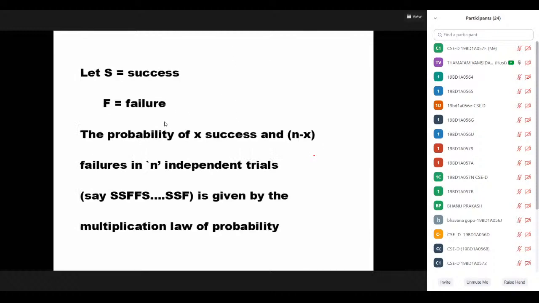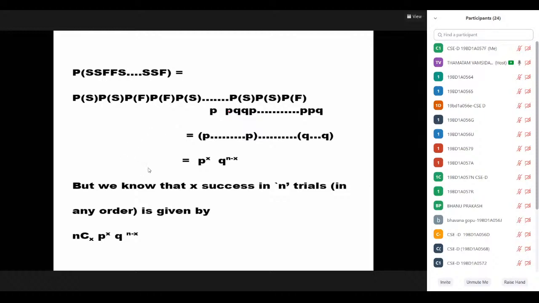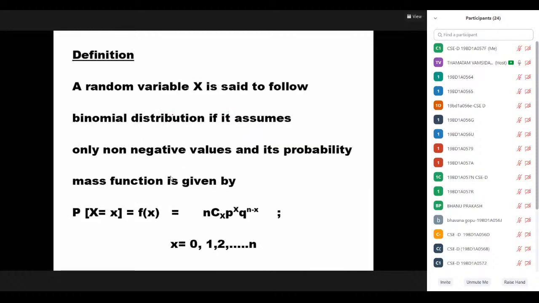P is the probability of success, and the probability of failure is denoted by q. And see the definition. A random variable X is said to follow the binomial distribution if it assumes only non-negative values and its probability mass function is given by the following. Capital X is a random variable, and small x is the value.